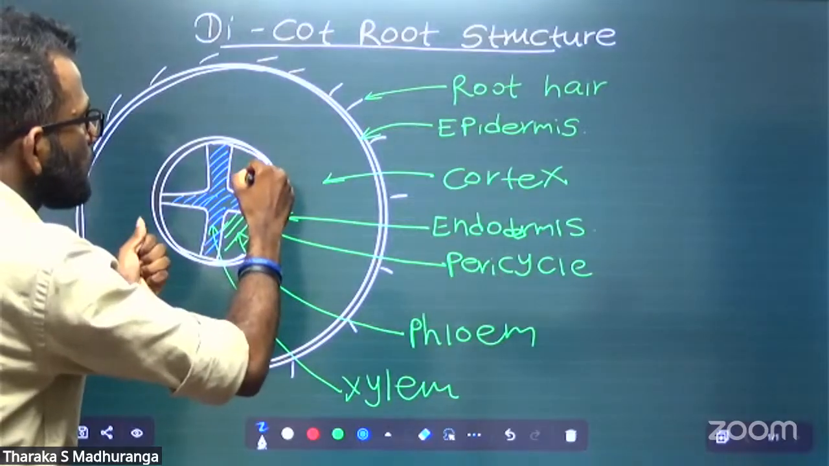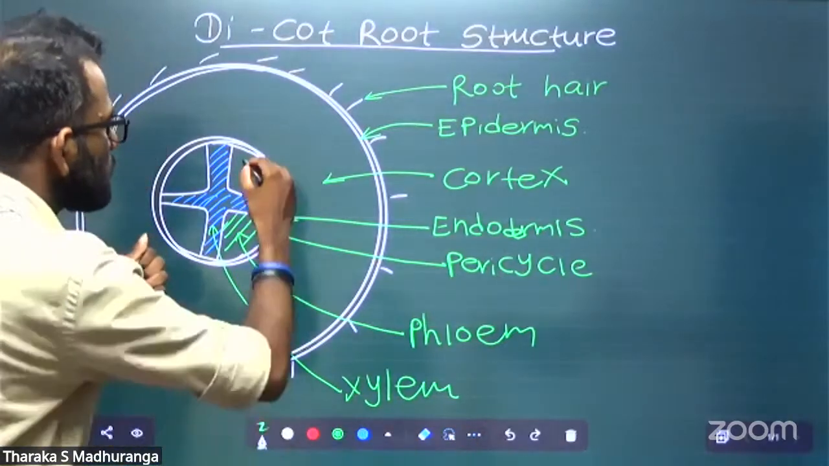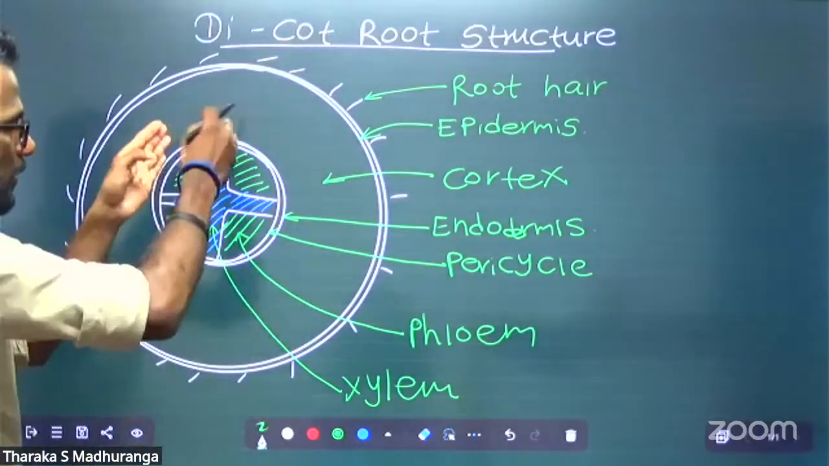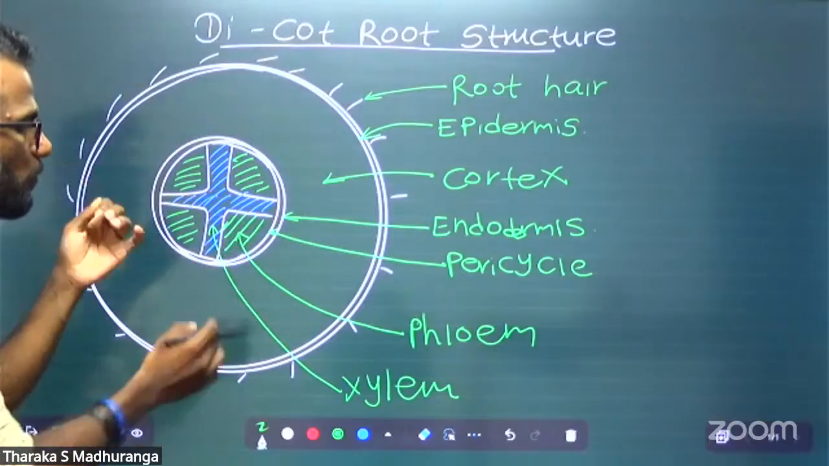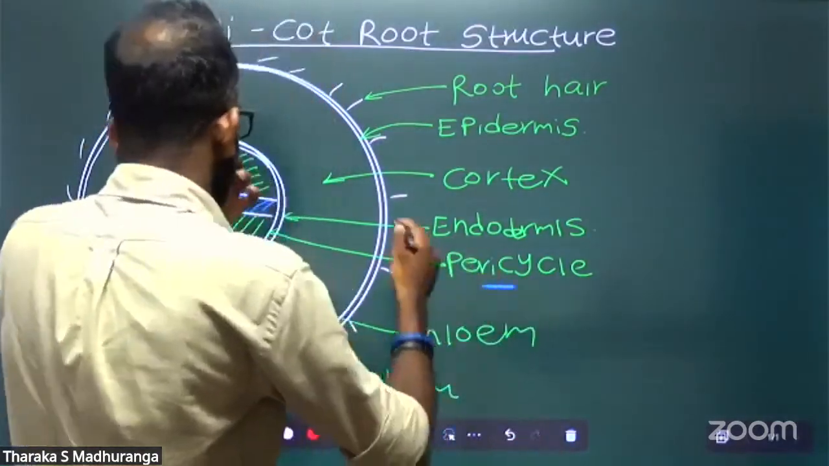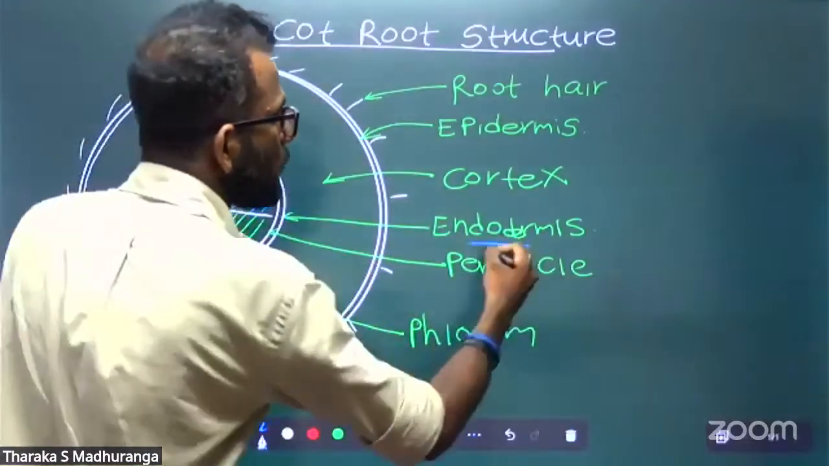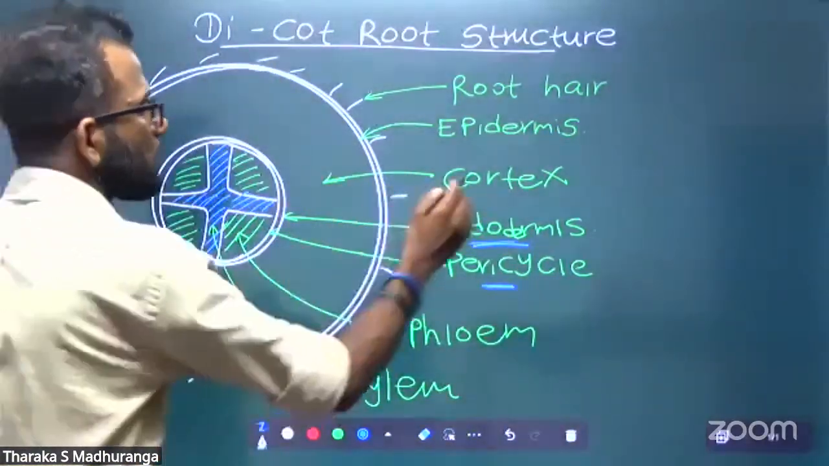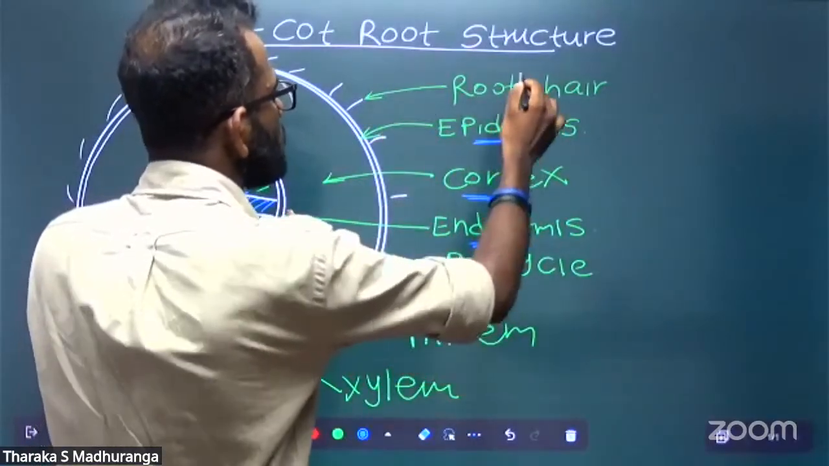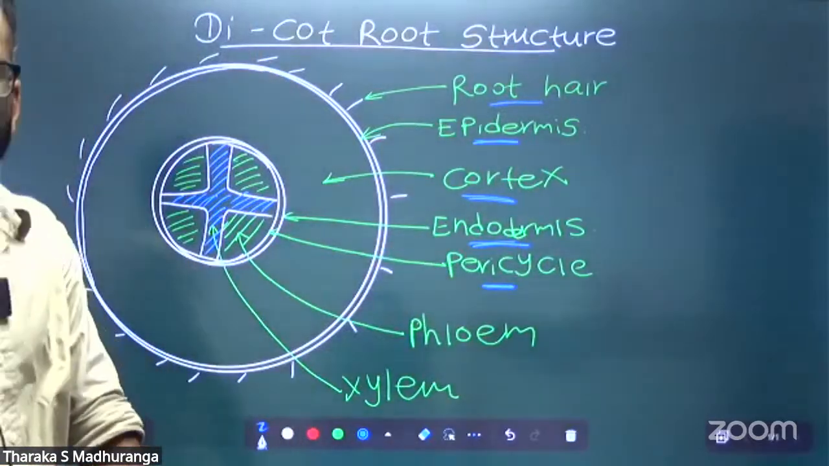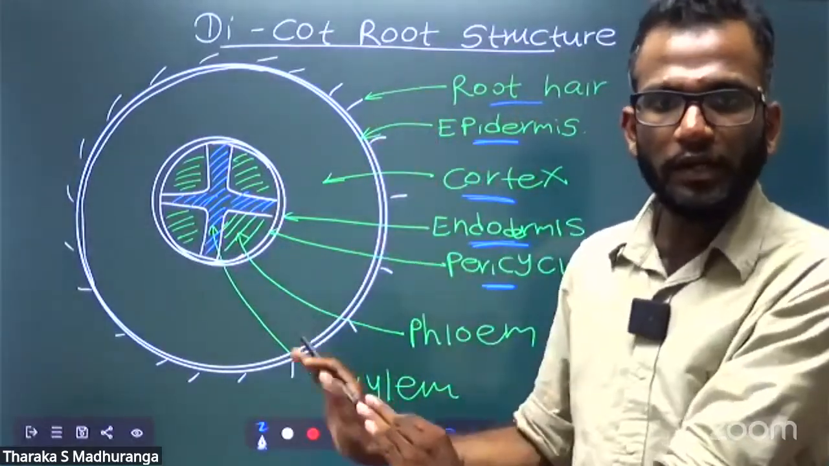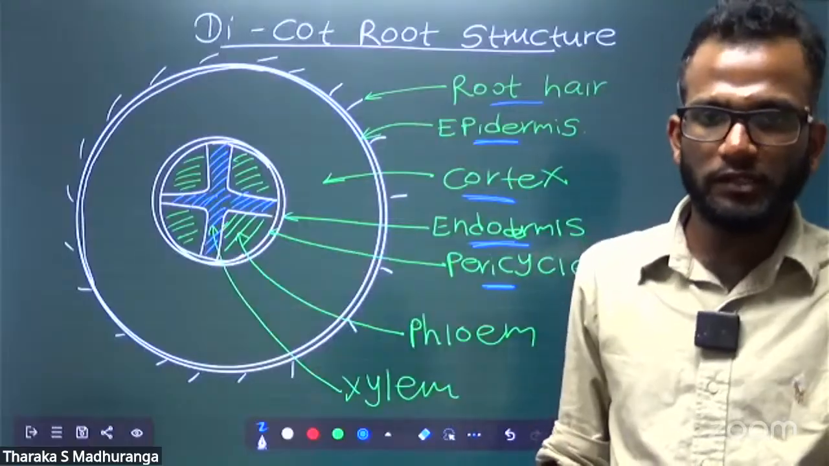Around that, these parts in green color are the phloem. The outer layer of the xylem and phloem we call the pericycle. Remember, it is pericycle. Outside of the endodermis, this layer is the cortex. The outer tissue layer is the epidermis and root hair. They are the main parts of the dicot root structure.